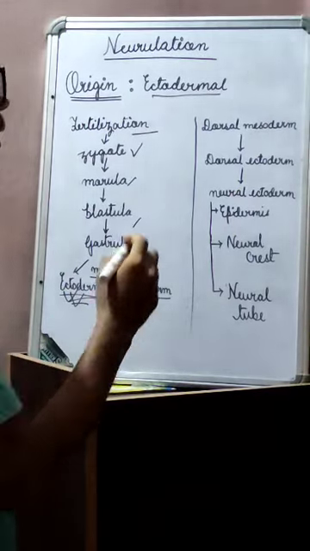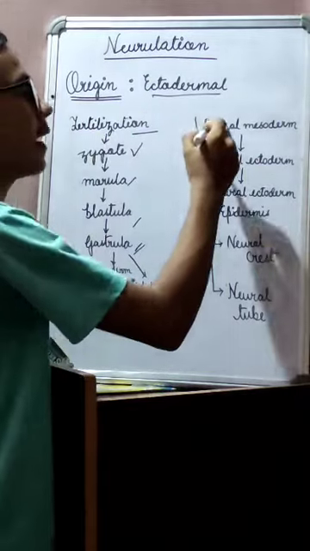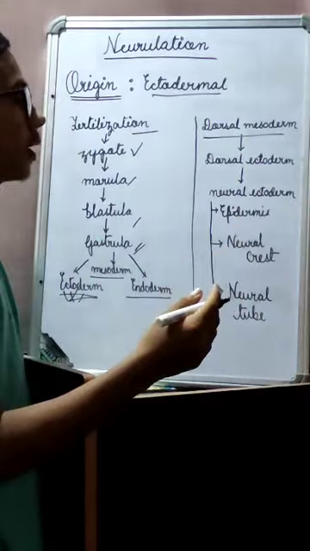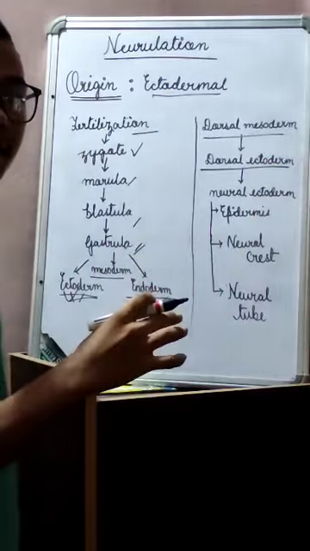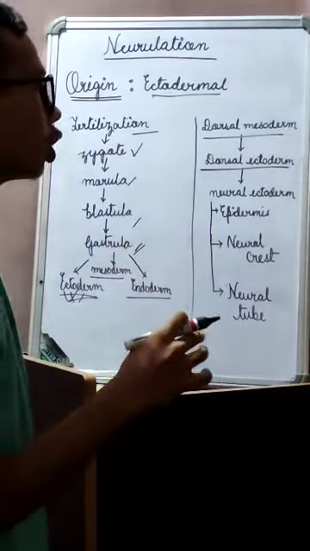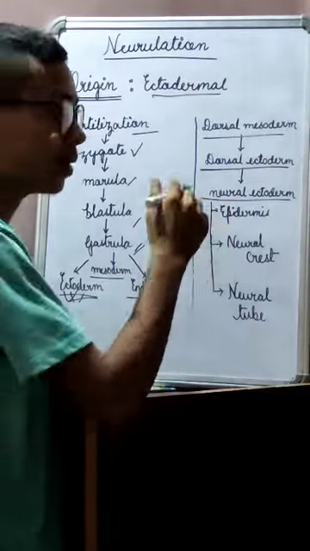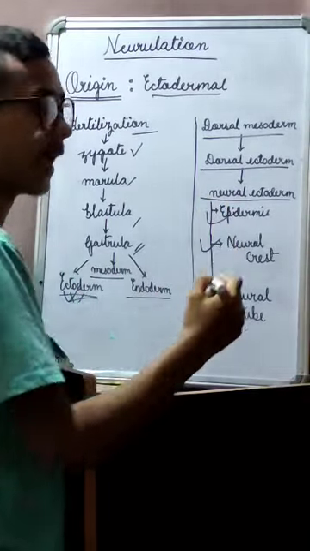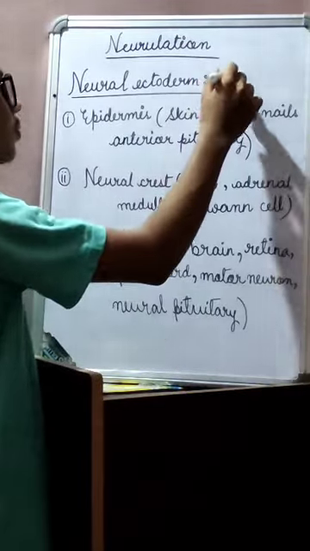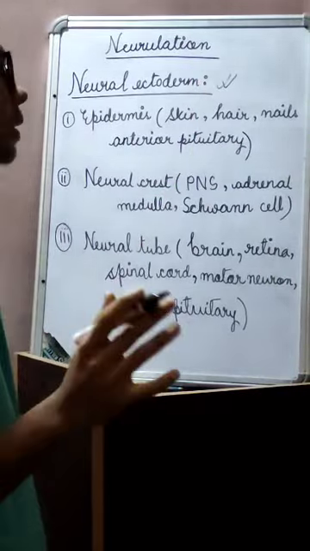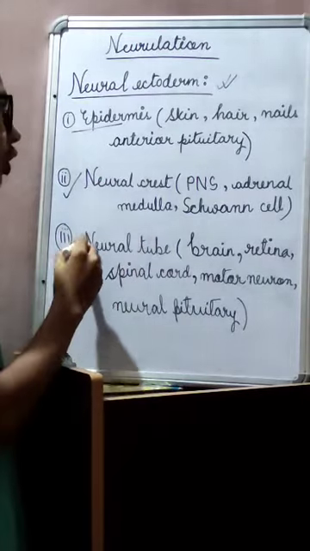And what happens in this ectoderm layer? The dorsal mesoderm signals the dorsal ectoderm to specify some of its portion, known as neural ectoderm. This neural ectoderm becomes epidermis, neural crest and neural tube. This neural ectoderm comprises 3 parts: epidermis, neural crest and neural tube.